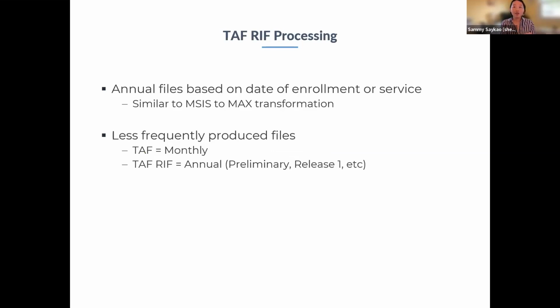So how is TAF RIF processed from TAF? Instead of monthly files like in TAF, TAF RIF is created as an annual file based on dates of enrollment or service. So similar to MSIS to MAX, if you guys are familiar with that. And they are produced less frequently. Like I said before, TAF is a monthly data set. TAF RIF is released on an annual basis, preliminary and release 1, which I'll talk about in a little bit.